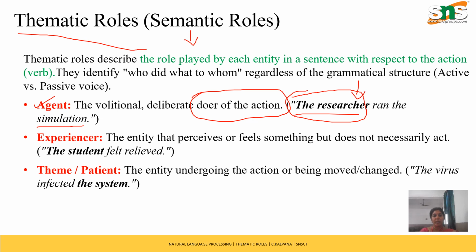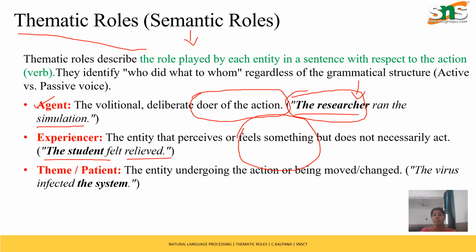Likewise, next is the experiencer. The experiencer is the entity that perceives or feels something but doesn't necessarily act. For example: the student felt relieved. Here they feel something but they are not acting. They felt relieved, that's it. This is called the experiencer.